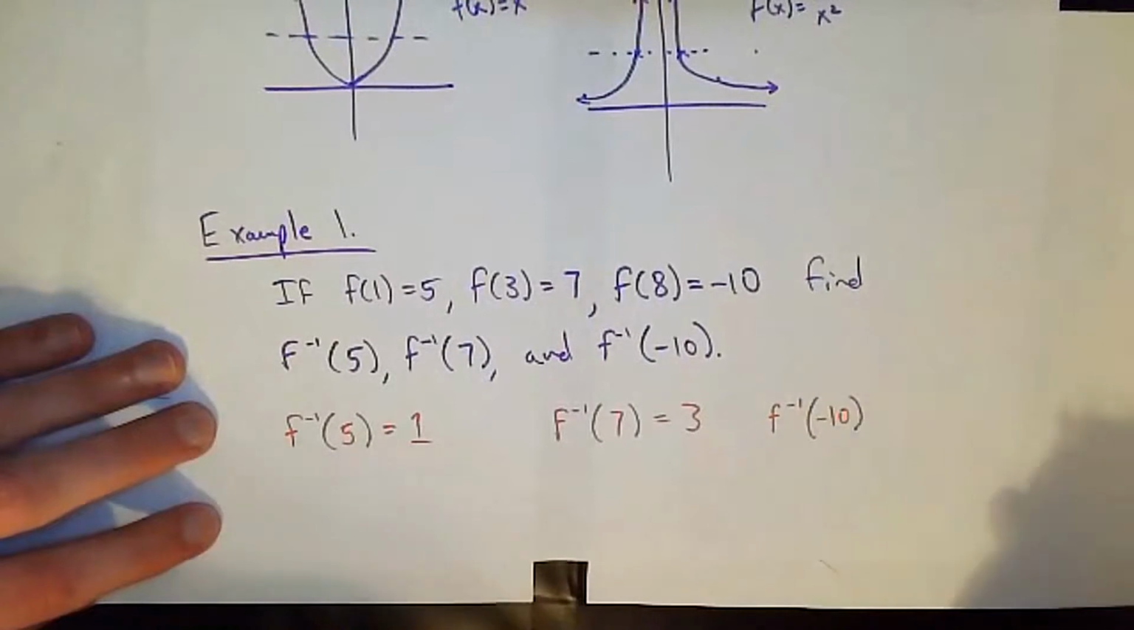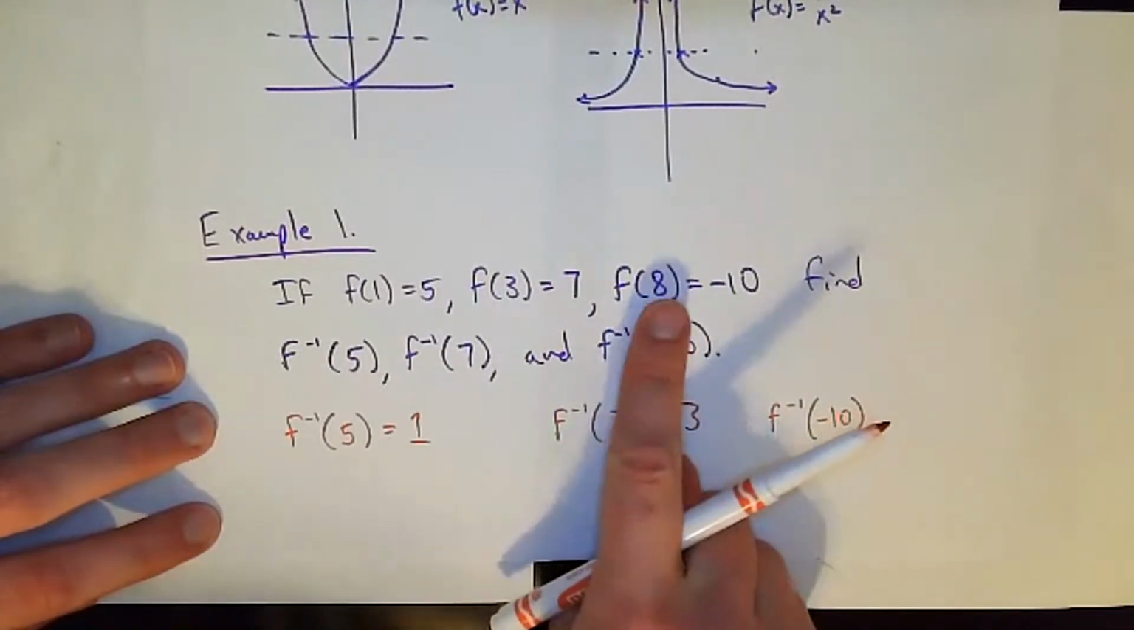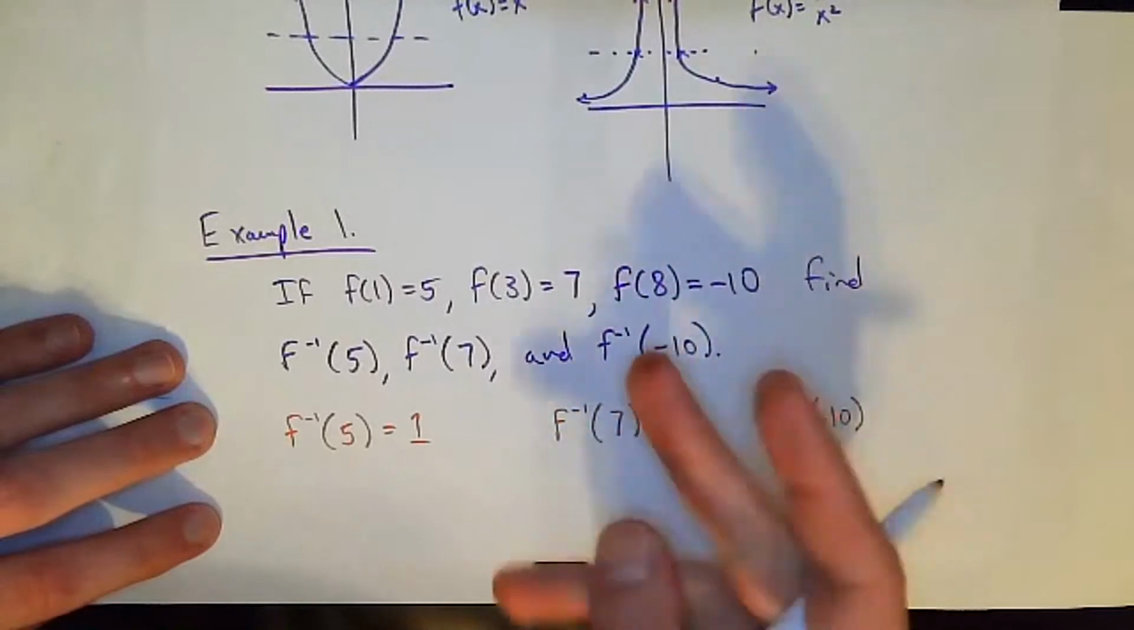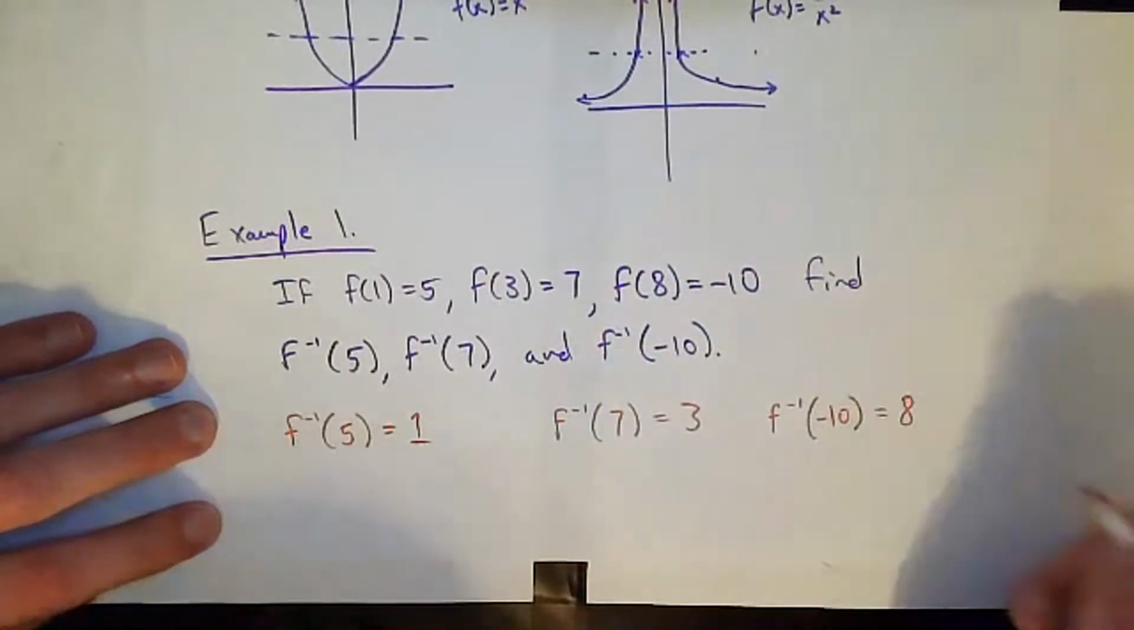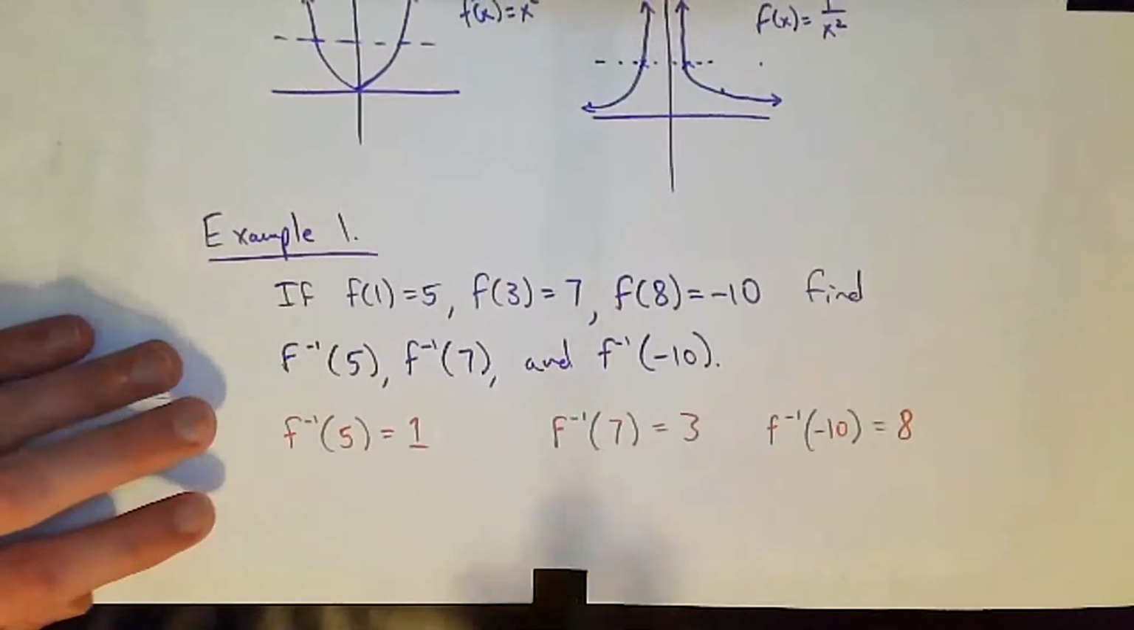I think you're getting the picture now, right? F inverse of -10, looking for an output of -10. What input gives that? An 8. Inverse function swaps those. So input of -10 now gives an 8. Okay.